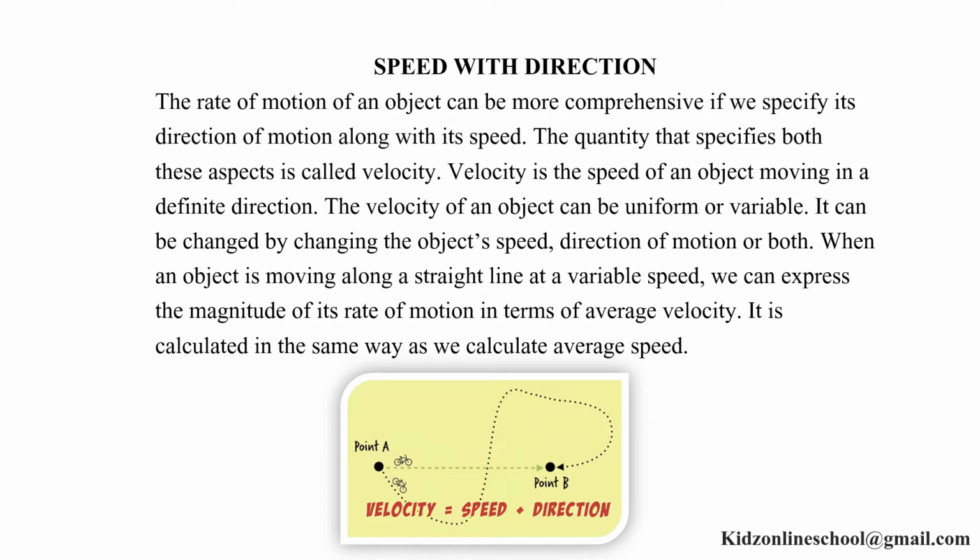When an object is moving along a straight line at a variable speed, we can express the magnitude of its rate of motion in terms of average velocity. It is calculated in the same way as we calculate average speed.